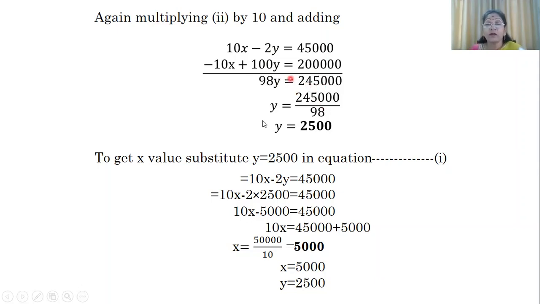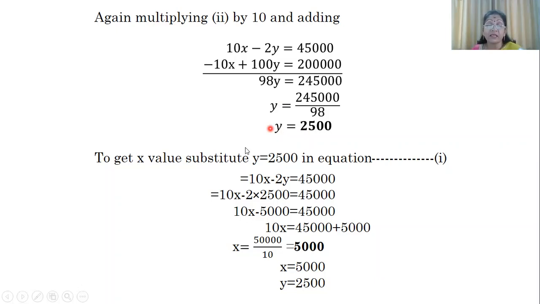Here we brought y. Then if this 98 moves to that side, it will divide. Okay, we have to divide it. So 2 lakh 45,000, the same we brought. After moving this side, we have to calculate the y value. So we have to divide by 98. Then 2 lakh 45,000 divided by 98. The y value is 2,500 we got. Okay, then the rupees 2,500. After that we'll convert.